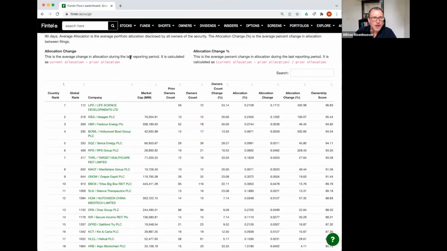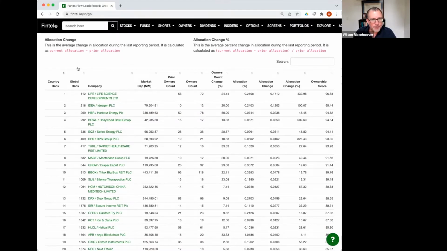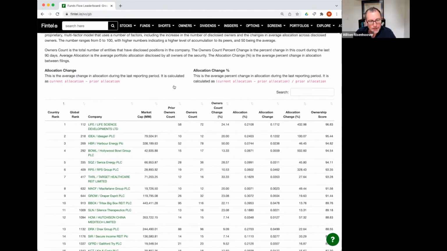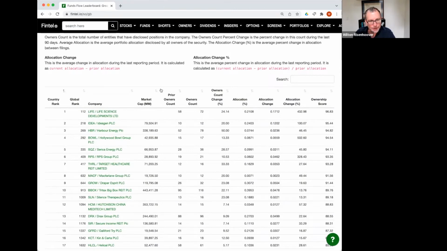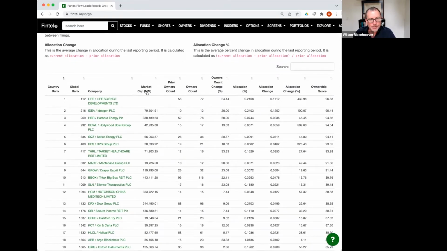And so let's take a look at Great Britain here. This is basically telling us, in all the companies in the UK, which companies have got the best and the worst funds flow, as I call it. That would be changes in ownership, changes in interest, changes in sentiment by funds.